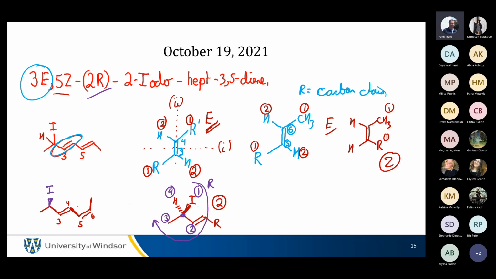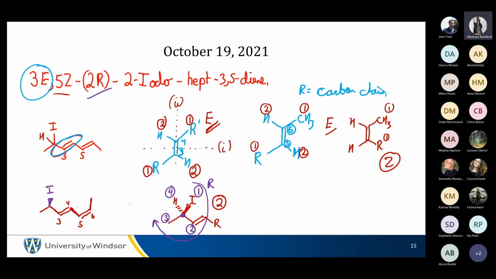So I just do that. Now, if it came out as S, I would just put the iodine in the back to get the R. So does that make sense as a set of steps? I don't know if that helped. Yes, it did.